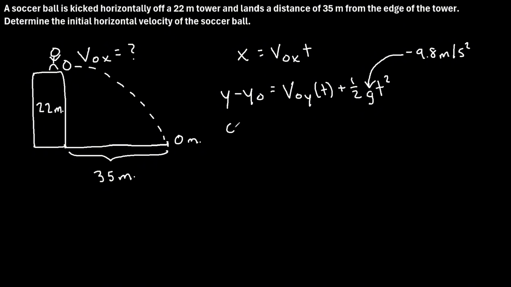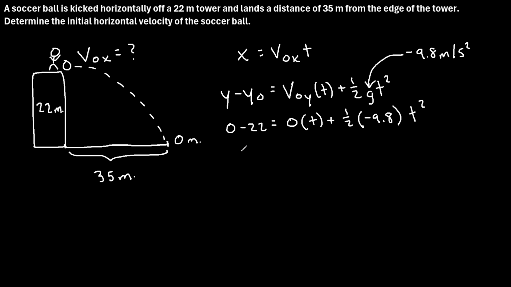So we'll say 0 minus 22 is equal to, now this is really important, the initial velocity in the y direction is 0. Because remember, this ball is being kicked horizontally directly off of this tower. So there's actually no initial velocity in the y direction. So this is actually 0 times t. And then we add 1/2 times, again, gravity is negative 9.8, times t squared.